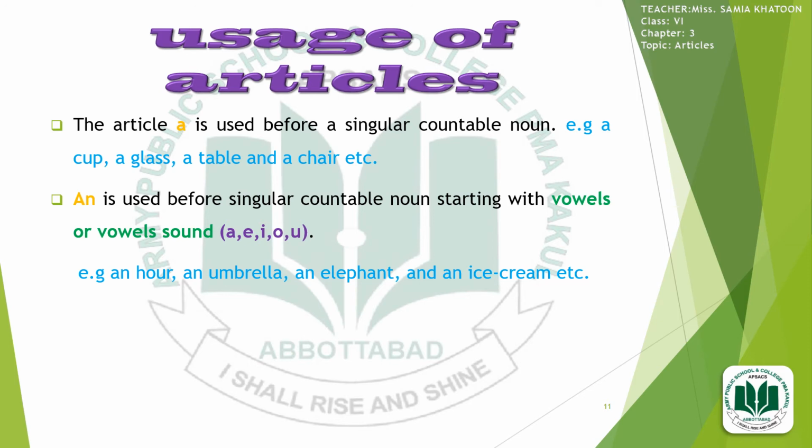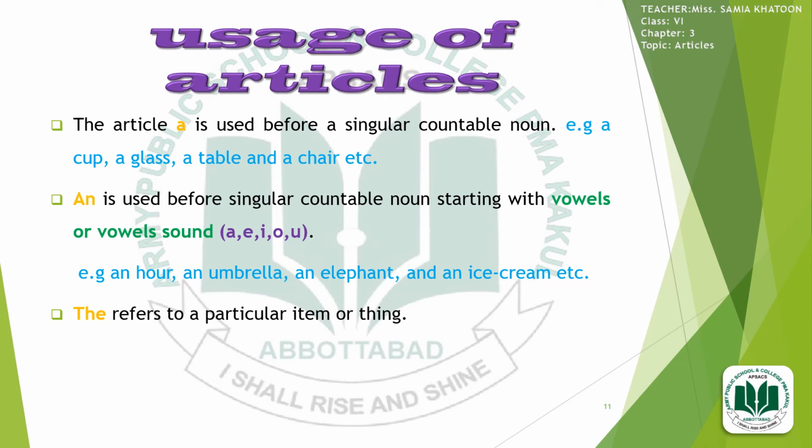Students, in these examples, umbrella, elephant, and ice cream start with vowel letters. That's why we used an with them. But if you see hour, it starts with H. But why do we use an with this? Because H is silent here, and we give the sound of O, which is a vowel. That's why we have used an with hour. So it's an hour.